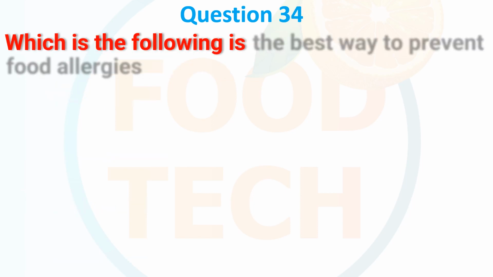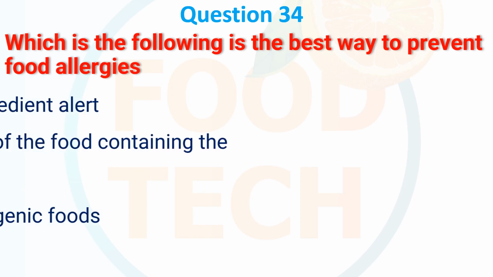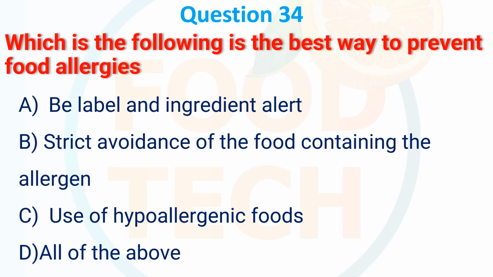Which of the following is the best way to prevent food allergy? A. Label and ingredient alert. B. Strict avoidance of the food containing the allergen. C. Use the hypoallergic food. D. All of the above. The answer is D. All of the above.